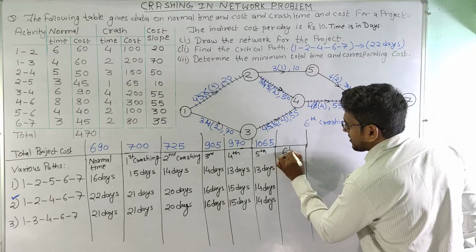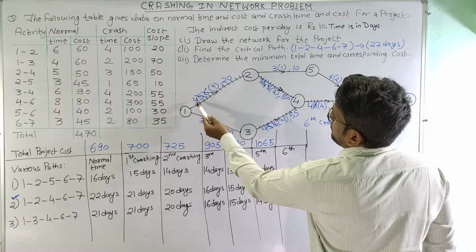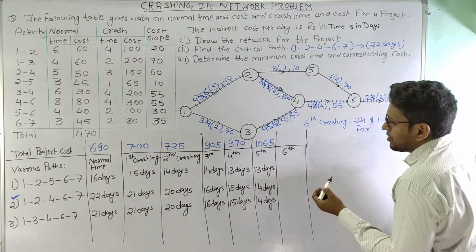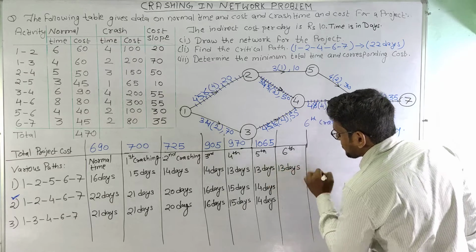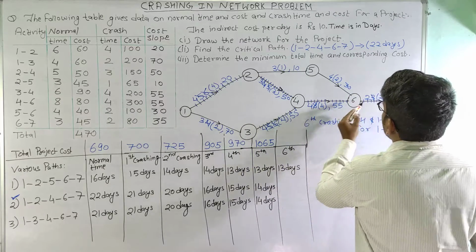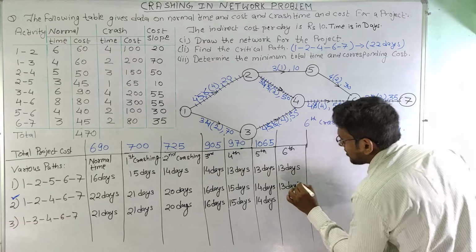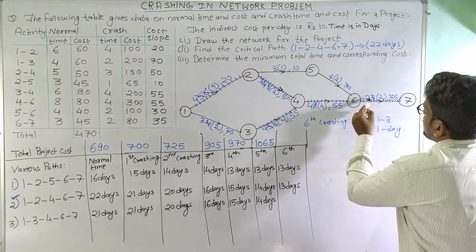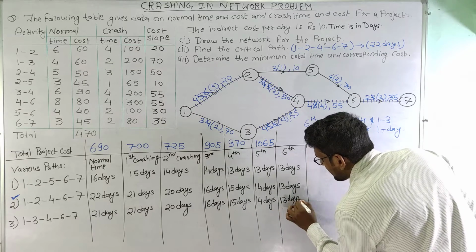So after 6th crashing, the first path has a time of 4 plus 3, 7, plus 4, 11, plus 2, 13. So this will be 13 days. Second path: 4 plus 3, 7, plus 4, 11, plus 2, 13. This will also become 13 days. And the third path is 3 plus 4, 7, plus 4, 11, plus 2, 13. So this has also become 13 days.